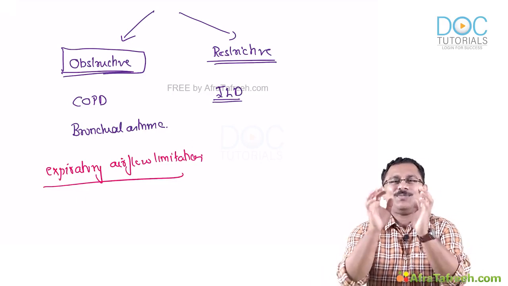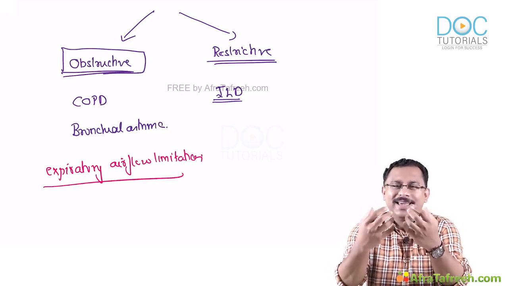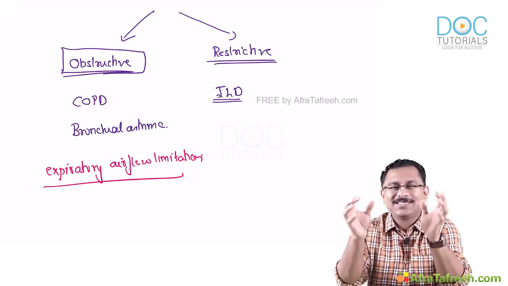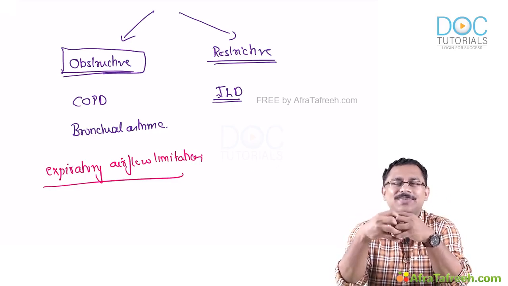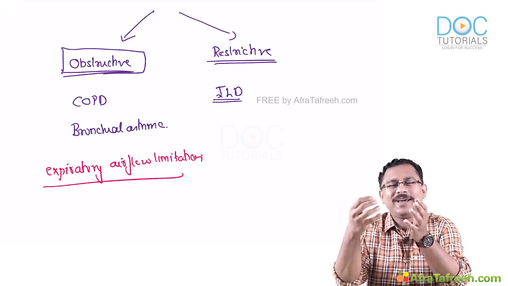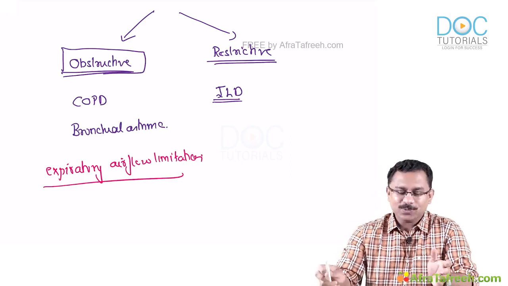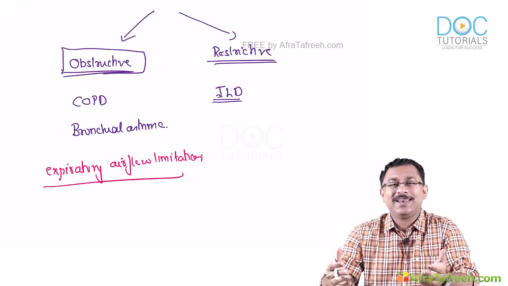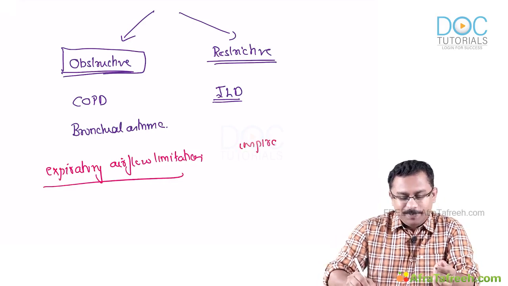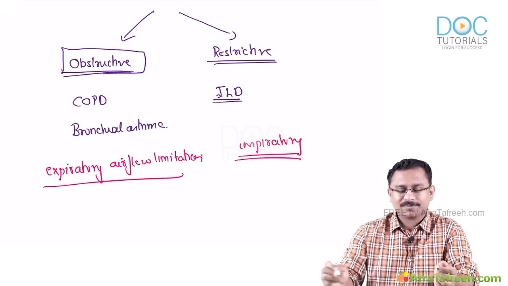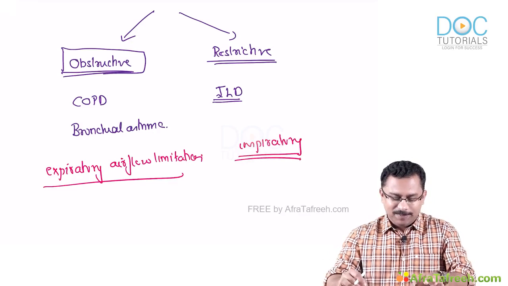So where you have a small lung, definitely the amount of air that can be inspired is less. Small lung means there is some sort of fibrosis happening in your interstitium, so the amount of air that actually comes in is less. That is what you have in a restrictive lung disease, predominantly an inspiratory problem. Okay, all right, so let's try to see the abnormalities.